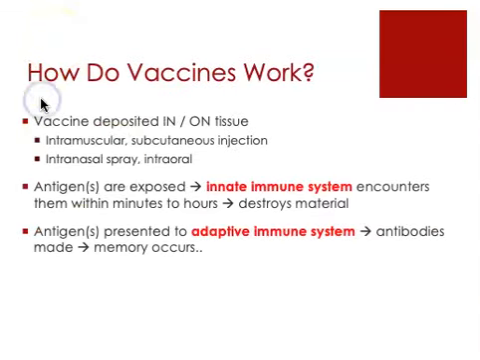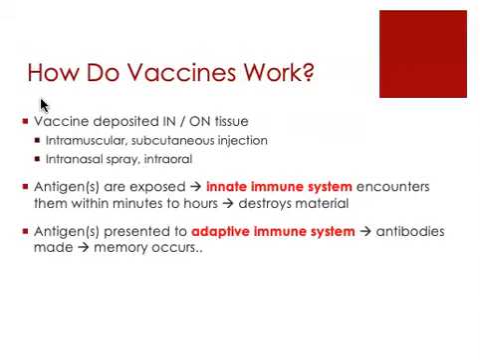We're going to switch gears now and spend a couple of minutes talking about how vaccines work. Vaccines can be deposited both into our bodies and on the tissue of our bodies. You've probably had more experience with the injectable kind of vaccine, like the SARS-CoV-2 vaccines. These injectable vaccines can be deposited into the muscle. Some of them are deposited subcutaneously. That's the space that is located below the skin.